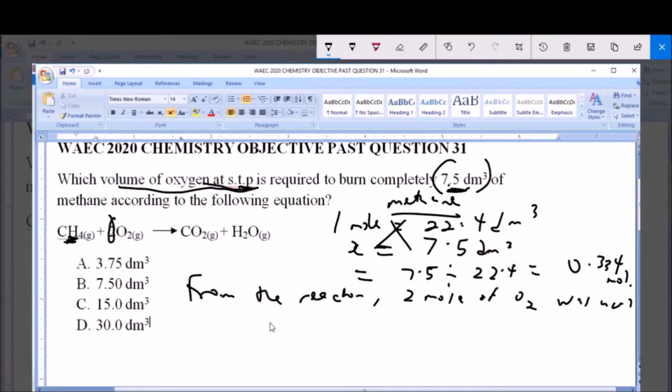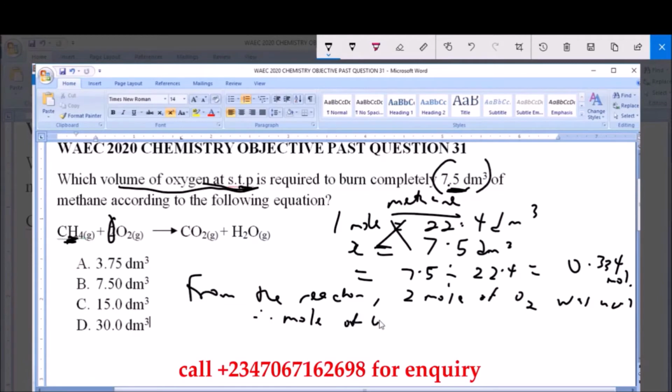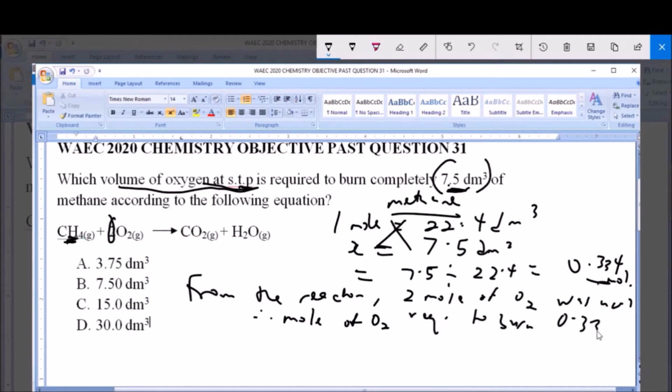So therefore the number of mole of oxygen required to burn our 0.334 mole of methane is equal to 2 multiplied by 0.334, and that is 0.670. Now back to our molar volume.